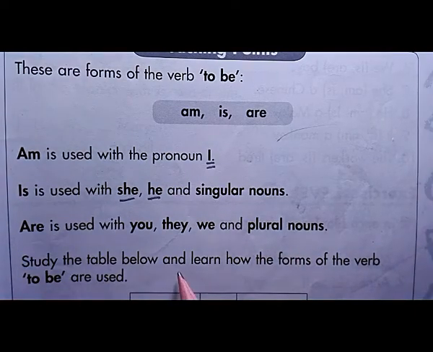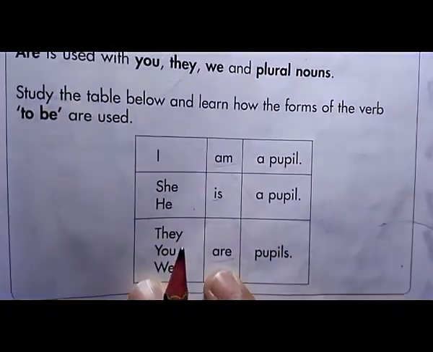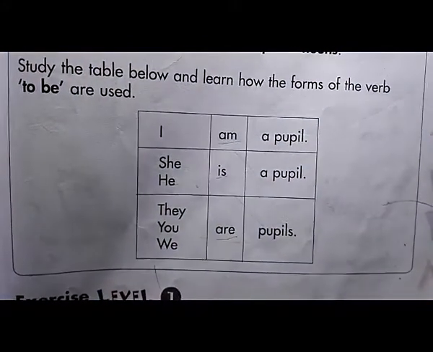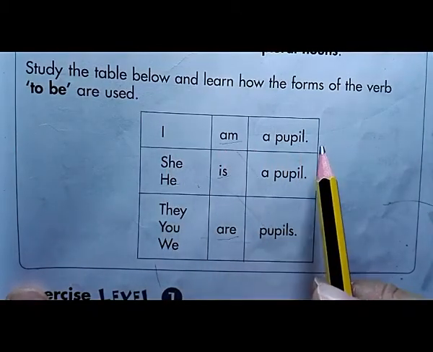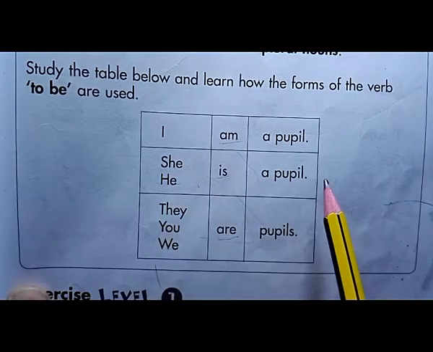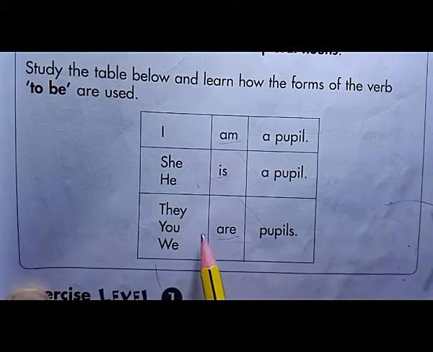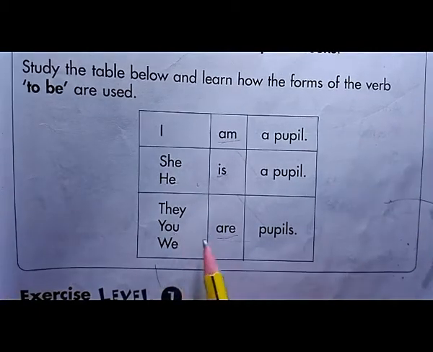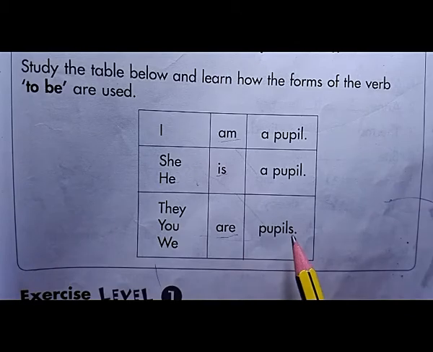Study the table below and learn how the forms of the verb to be are used. And here is a table on this page, and you need to learn this table. Like I am a pupil, she's a pupil, he's a pupil, they are pupils, you are pupils, we are pupils.